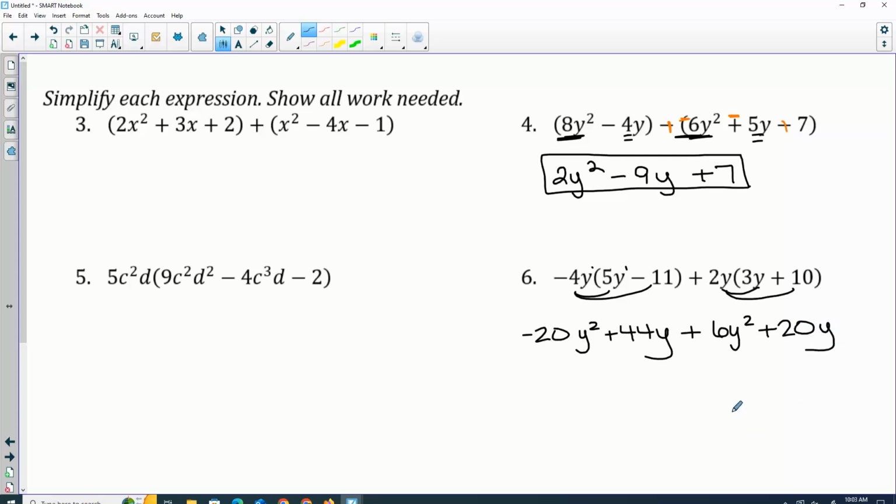What do you have to do next? So negative 20y squared plus 6y squared. When you add them, they're still y squared, so negative 20 plus 6 is negative 14y squared. 44y plus 20y. 44 plus 20 is 64y.